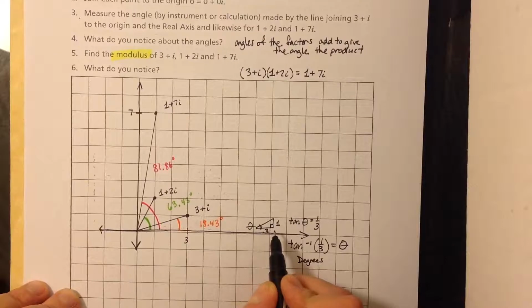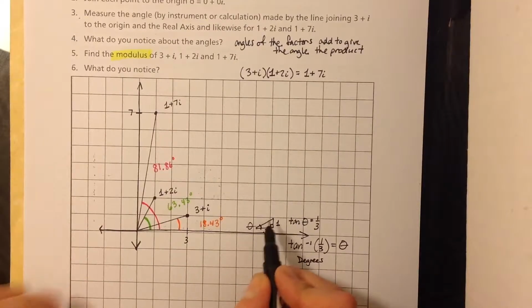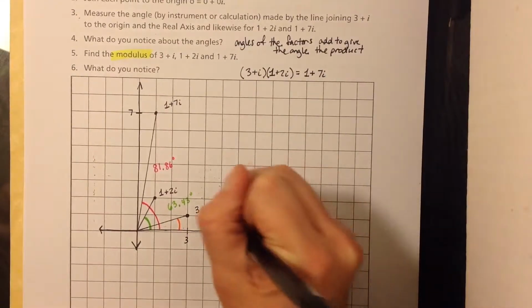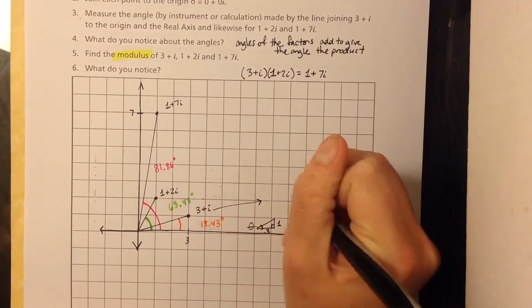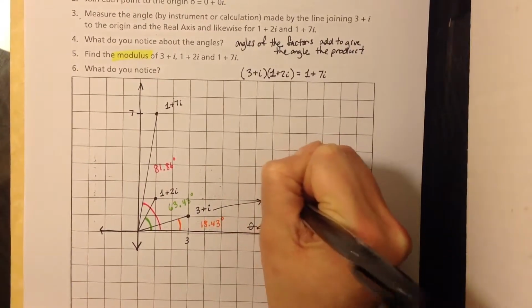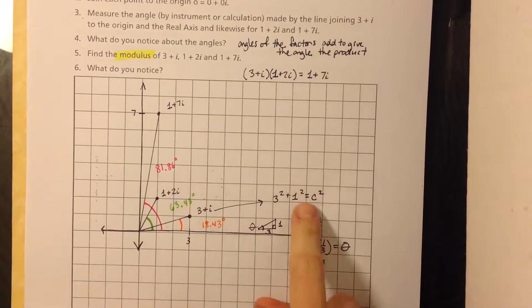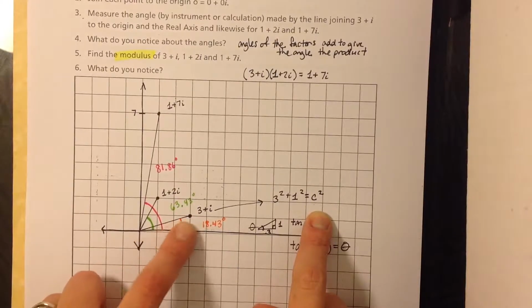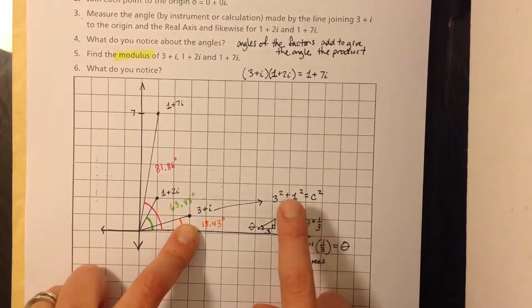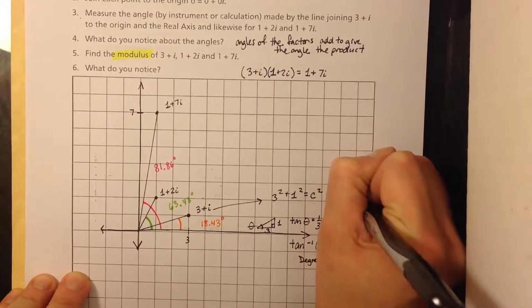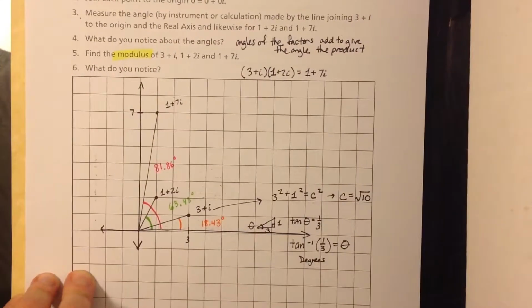If I have 3 as a leg and 1 as a leg, I just need the Pythagorean theorem to figure out that third leg, the hypotenuse. So what I would do is 3 squared plus 1 squared is supposed to give me c squared, which is my hypotenuse. This is going to be my modulus of that complex number, 3 plus i. So doing that, I figure out that c, the modulus, must be the square root of 10.